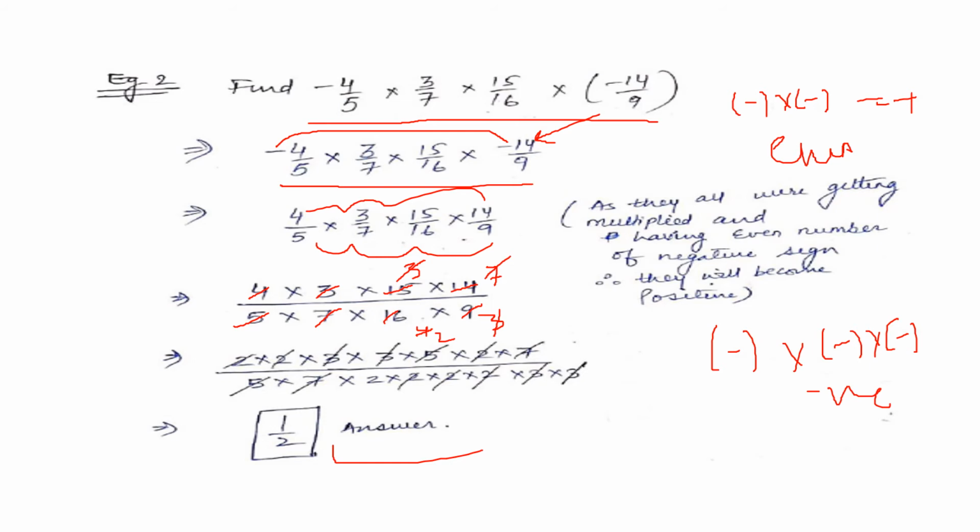So simplifying is always best. If you would have multiplied this first, what would happen? You would have to spend a lot of time in multiplying these numbers, then these numbers, and after that you would have divided them. But in my case I have just simplified them and then written the answer. Okay.